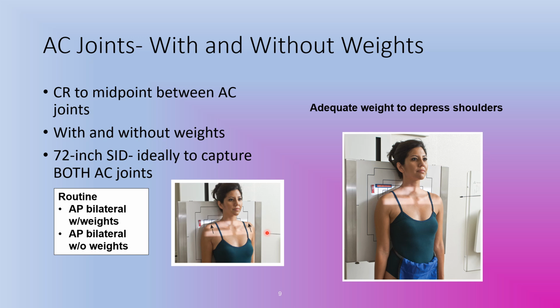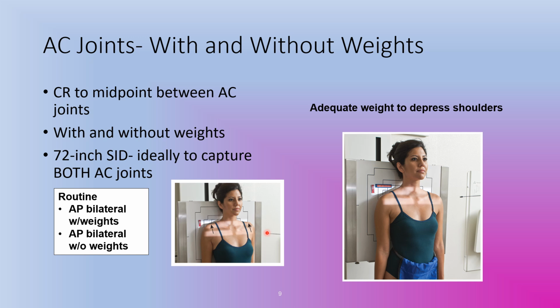Okay, so ideally if you are doing both joints on one IR, then you're going to be at a 72-inch SID so that you can capture both of them. If that's the case, then you would be at 72 inches on a 14 by 17 landscape, and your technique would be 80 kVp at 15 mAs. 80 kVp, 15 mAs at a 72-inch SID, 1 IR, 14 by 17 landscape.